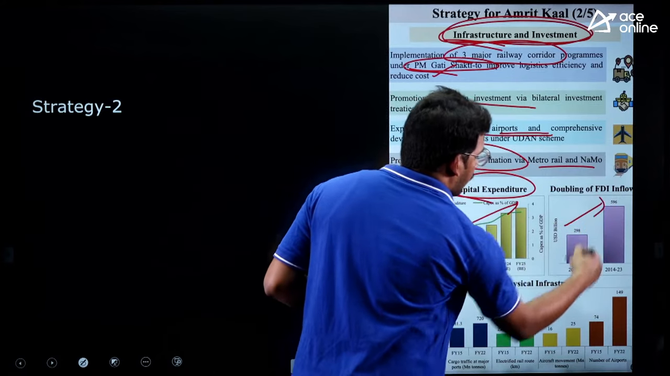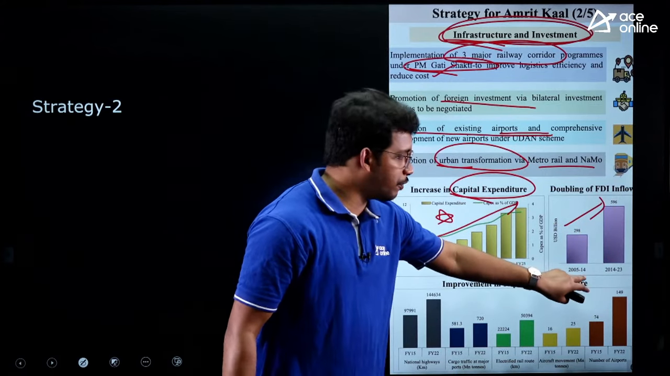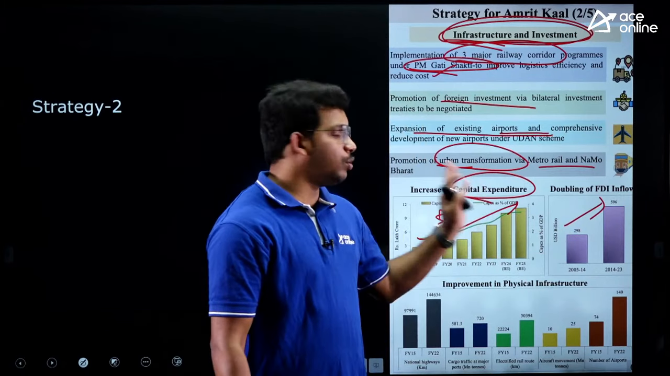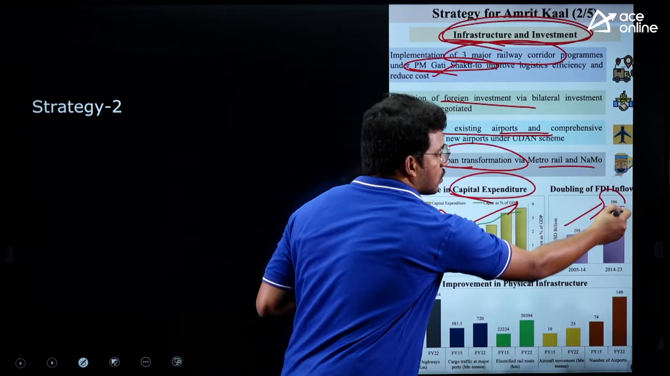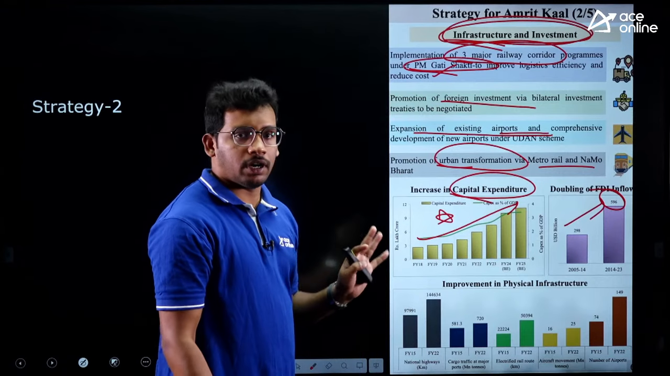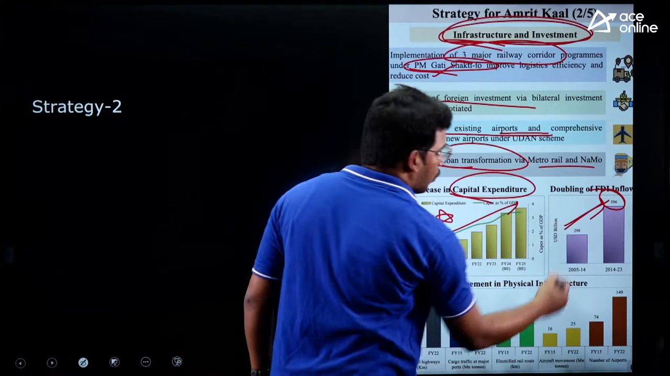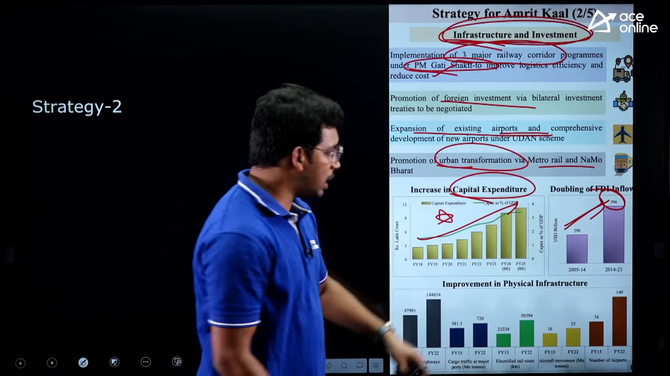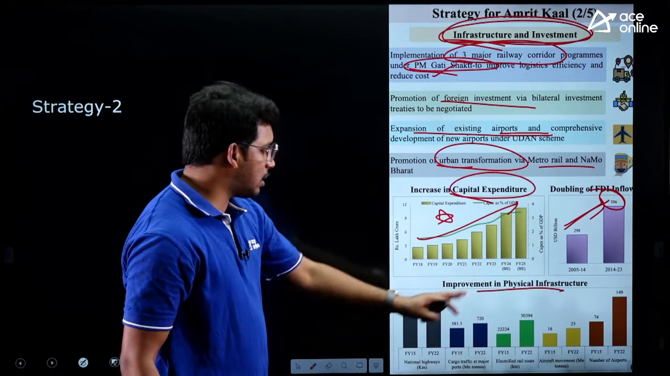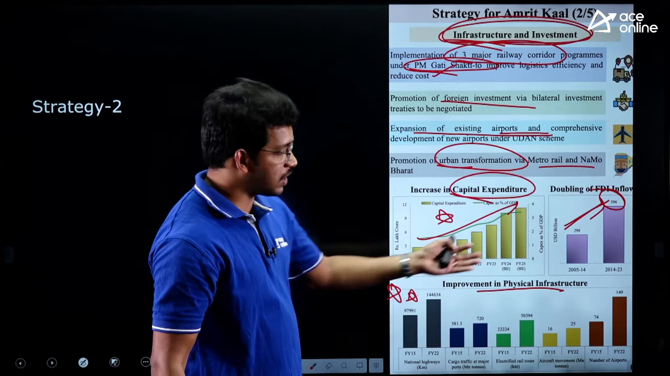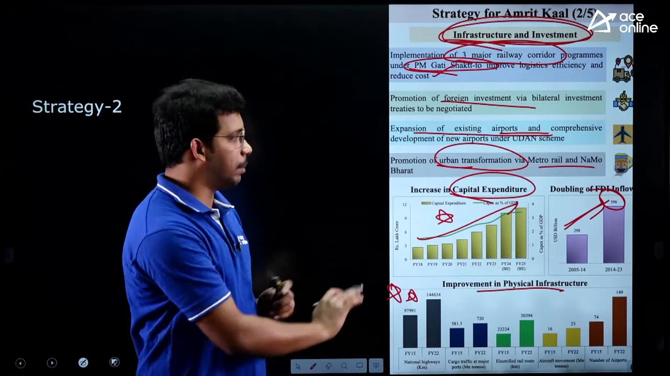Next, doubling of FDI flows. In 2005 to 2014, right, it was $298 billion. Now it has almost doubled in the last one decade. This is also very important to remember. There was a doubling of FDI flows into India and also creation of infrastructure. There are a number of fields where the government has created physical infrastructure. That also you can remember, right?